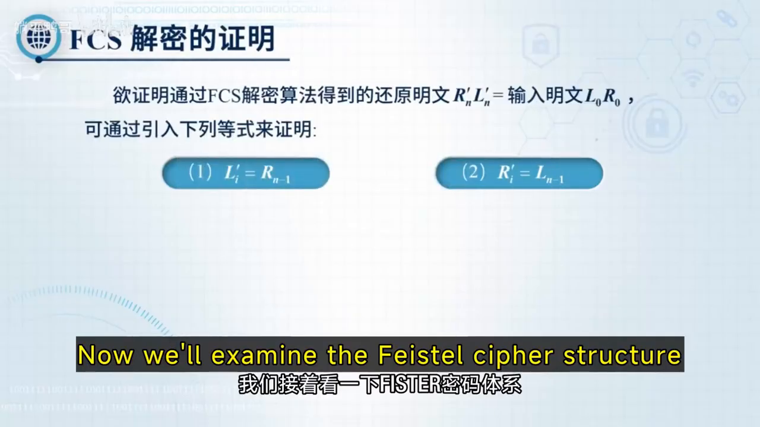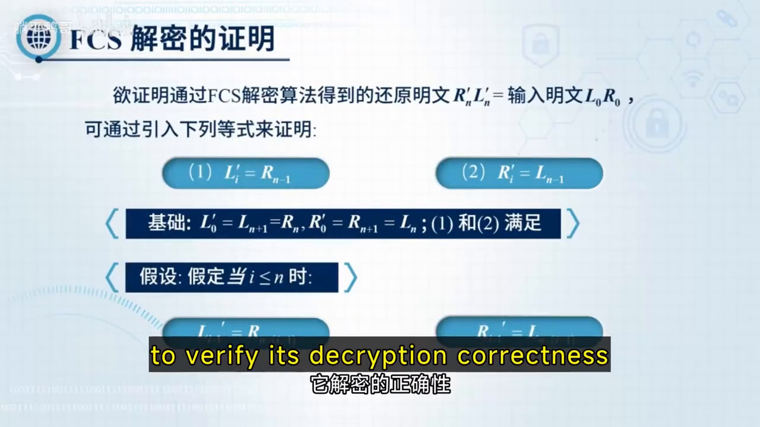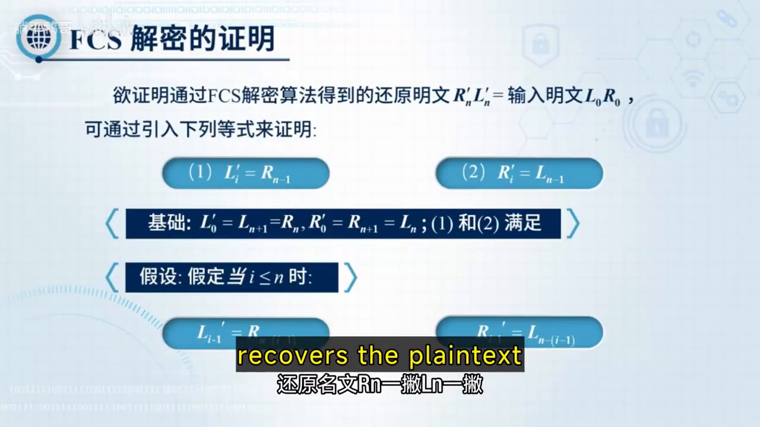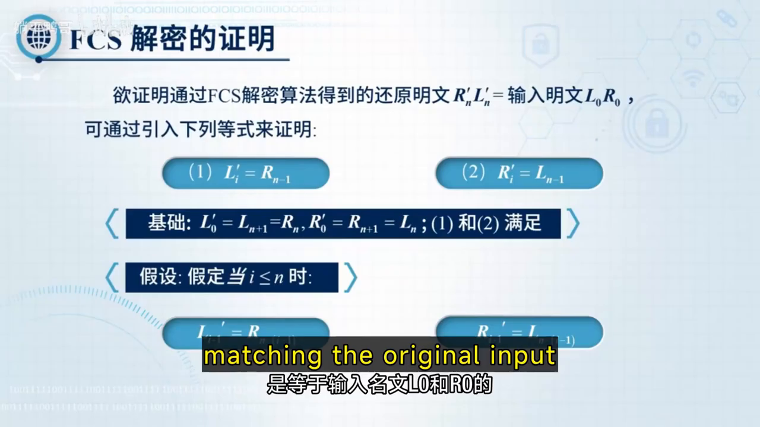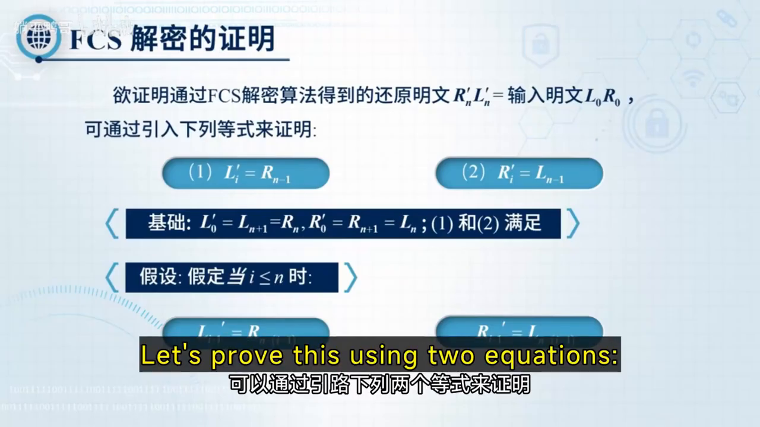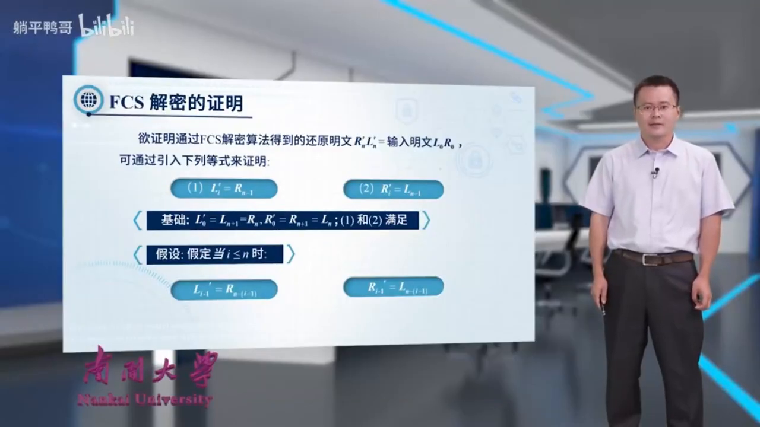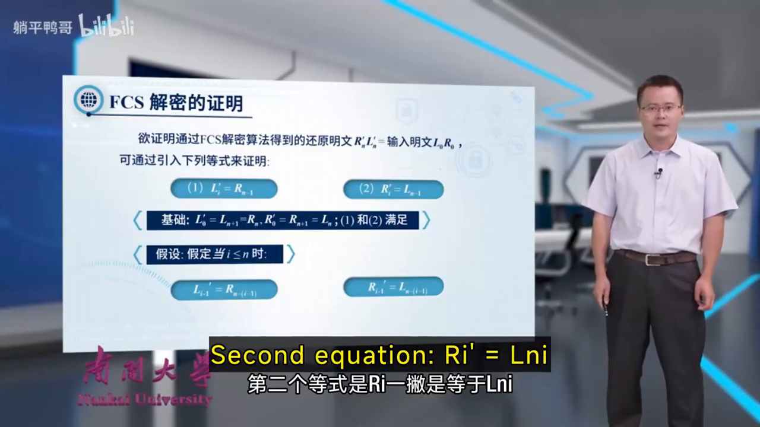Now we'll examine the Feistel cipher structure to verify its decryption correctness, to prove that the Feistel decryption algorithm recovers the plaintext, matching the original input. Let's prove this using two equations. First equation, L_i' equals R_{n-i+1}. Second equation, R_i' equals L_{n-i+1}.